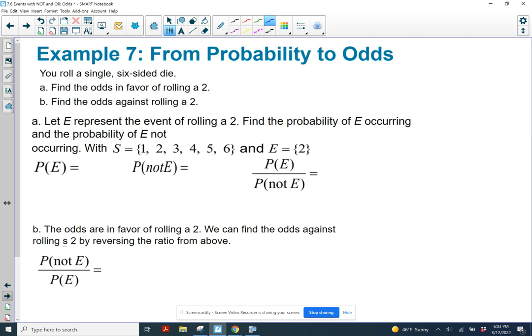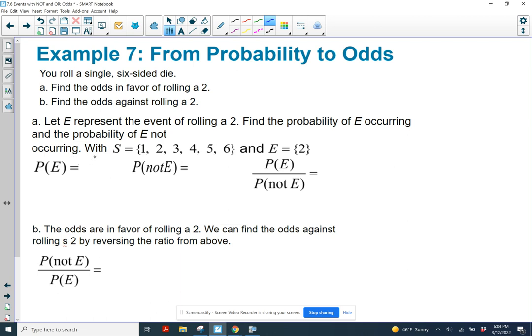So example 7, from probability to odds. You roll a single 6-sided die. Find the odds in favor of rolling a 2. And then find the odds against rolling a 2. So let's do part A, and then we'll worry about part B. Let E represent the event of rolling a 2. Find the probability of E occurring and the probability of E not occurring.